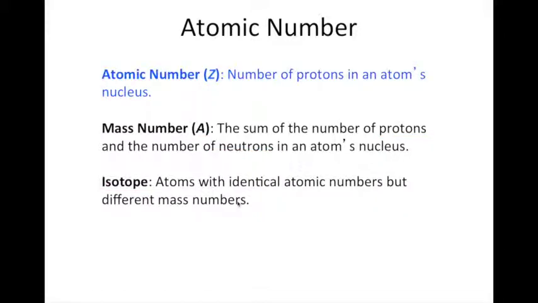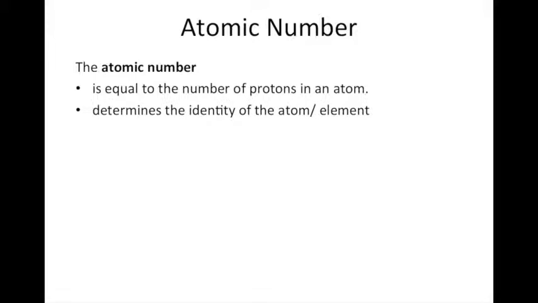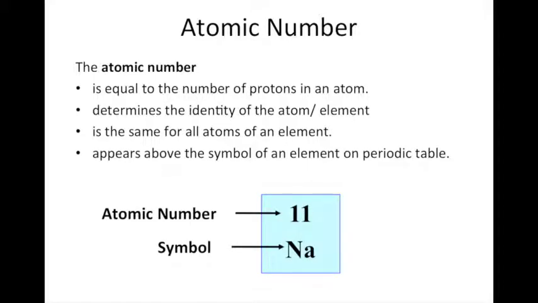So let's start by discussing the atomic number a little bit. A few facts about the atomic number, a few different ways to define it. The atomic number is equal to the number of protons in an atom. The atomic number determines the identity of an atom or element. The atomic number is the same for all atoms of an element. And the atomic number appears above the symbol of the element on the periodic table. So here you can see an excerpt from the periodic table. Here's the symbol for sodium, and the atomic number appears above it. And also the atomic number is always a whole number.